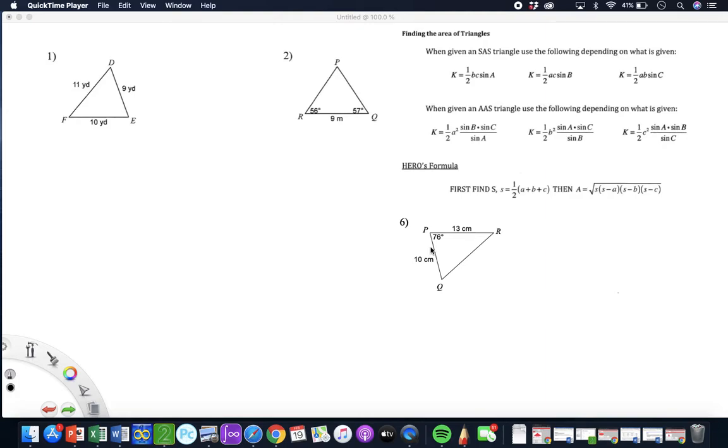Video on finding area of oblique triangles. Again, oblique triangles are triangles with no right angle. Okay, so what I'm going to do is walk through the three different ways you can find the area of oblique triangles.